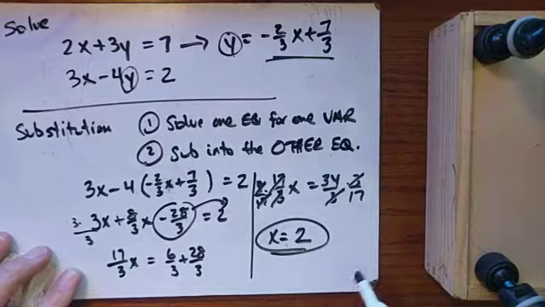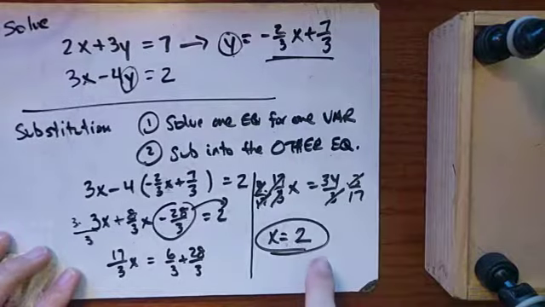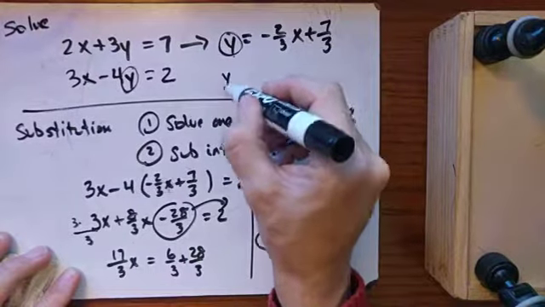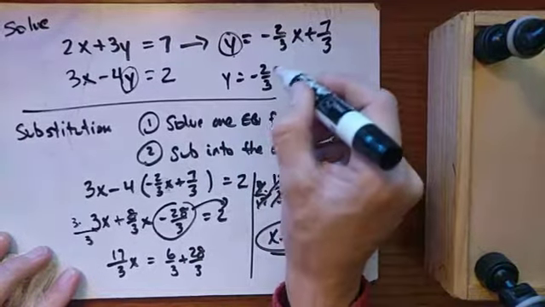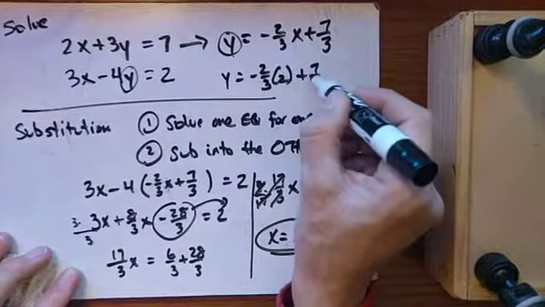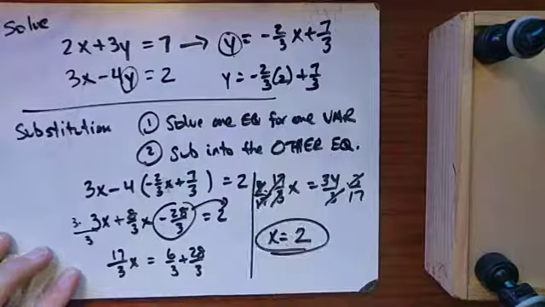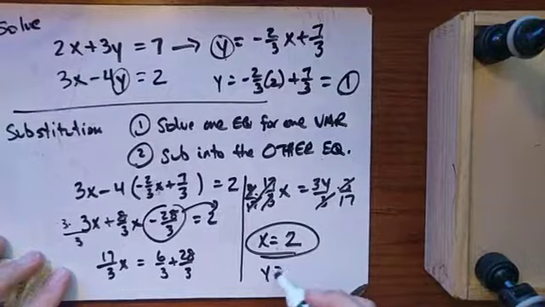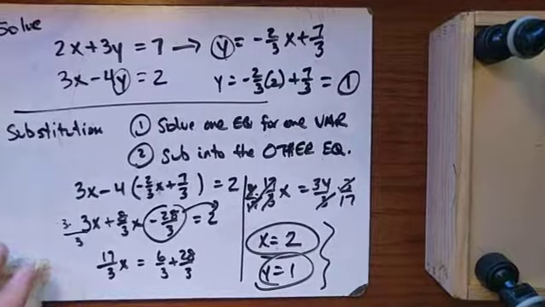Amazing. All right. So then, now you want to get the rest of your solution. So you put 2 up here, and I think you know what's going to happen. That's -4/3 plus 7/3, which is 3/3, or 1, right? So this is your solution.